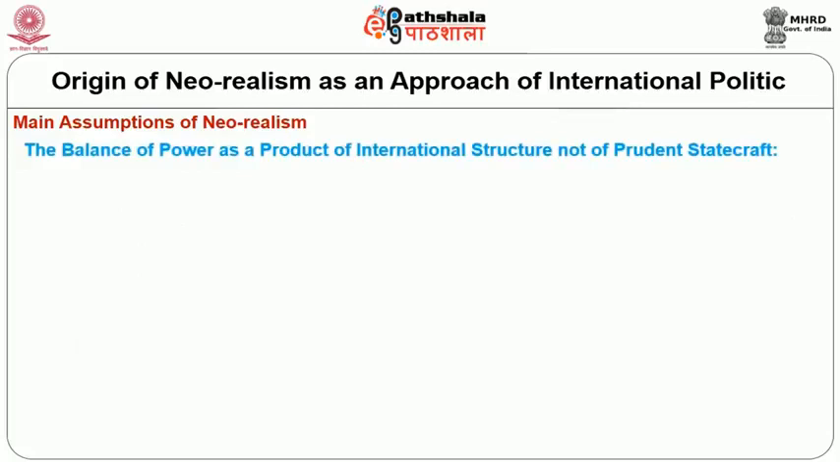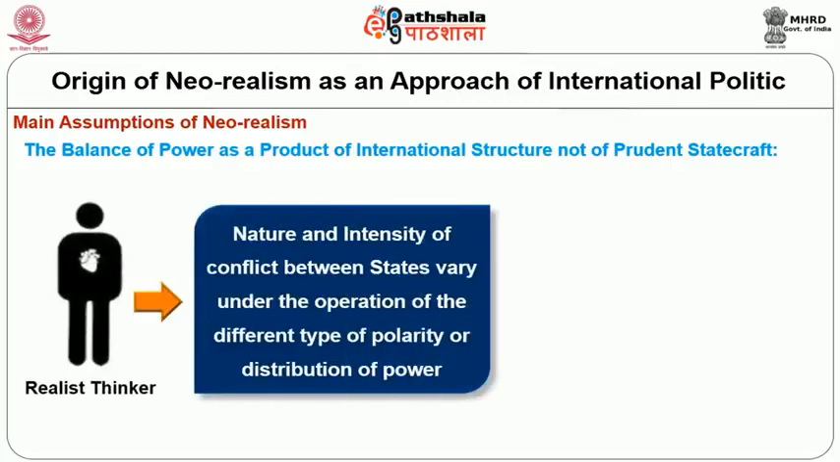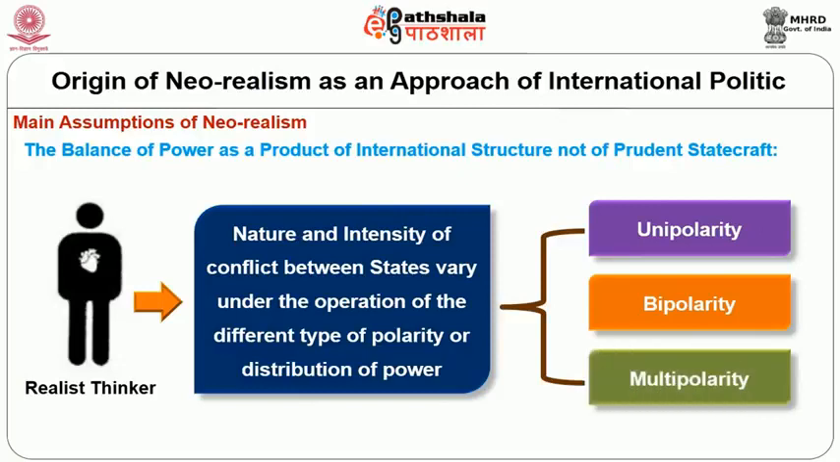Next, the balance of power as a product of international structure, not of prudent statecraft. Realist thinkers argued that the nature and intensity of conflict between states varied under the operation of different types of polarity or distribution of power, such as unipolarity, bipolarity, and multipolarity.